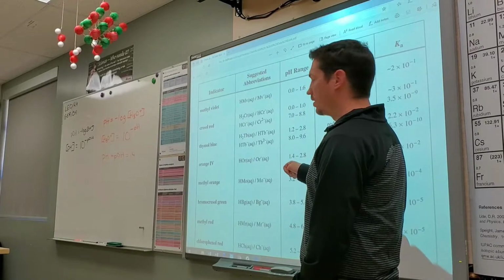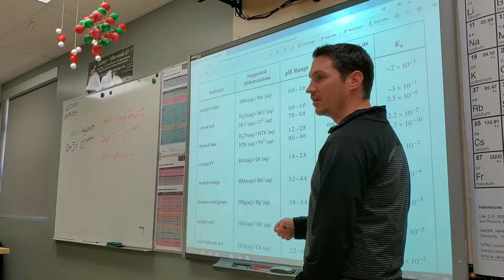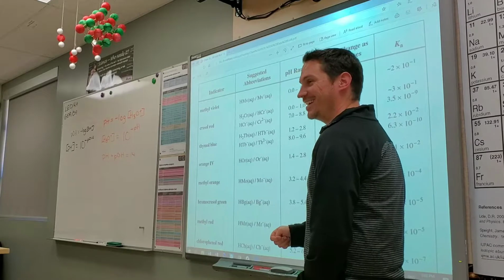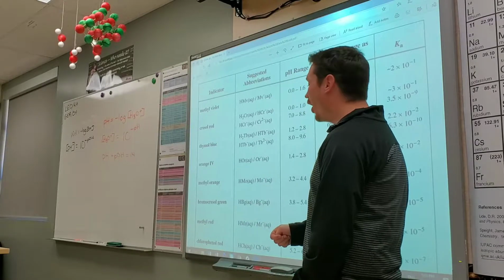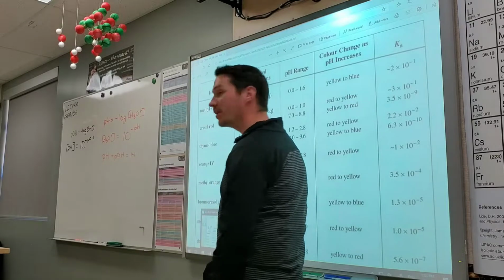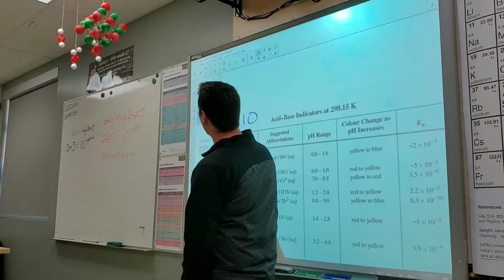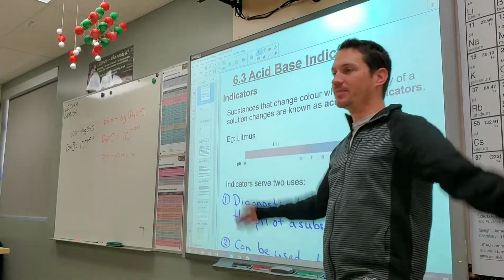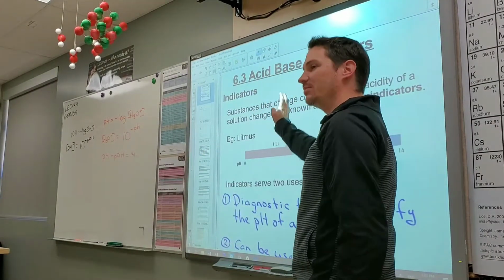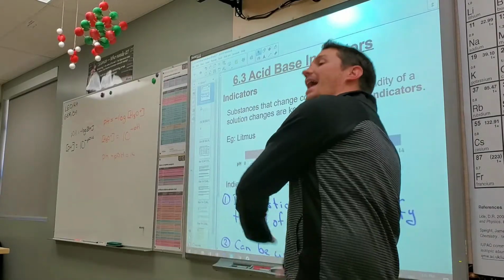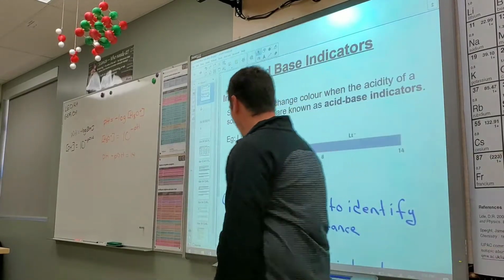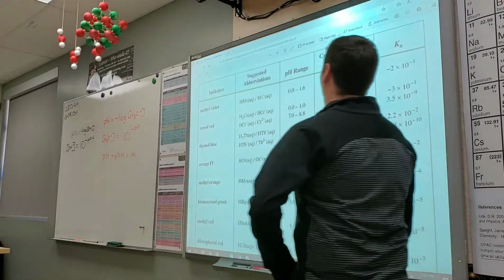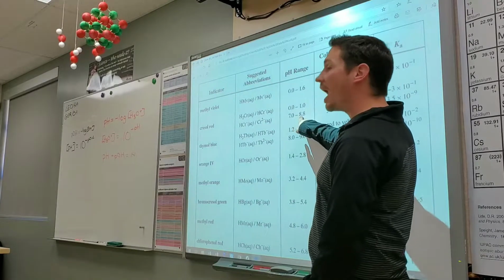Idris? Why is it yellow? What do you mean, why is it yellow? I thought we were talking about only reds and blues. Oh, okay, I know exactly what you're talking about. You're thinking back to litmus. This is a totally different chemical now. We talked about litmus, which was red all the way to blue. Now throw that out the window, and we're going to talk about a totally different chemical. Okay?